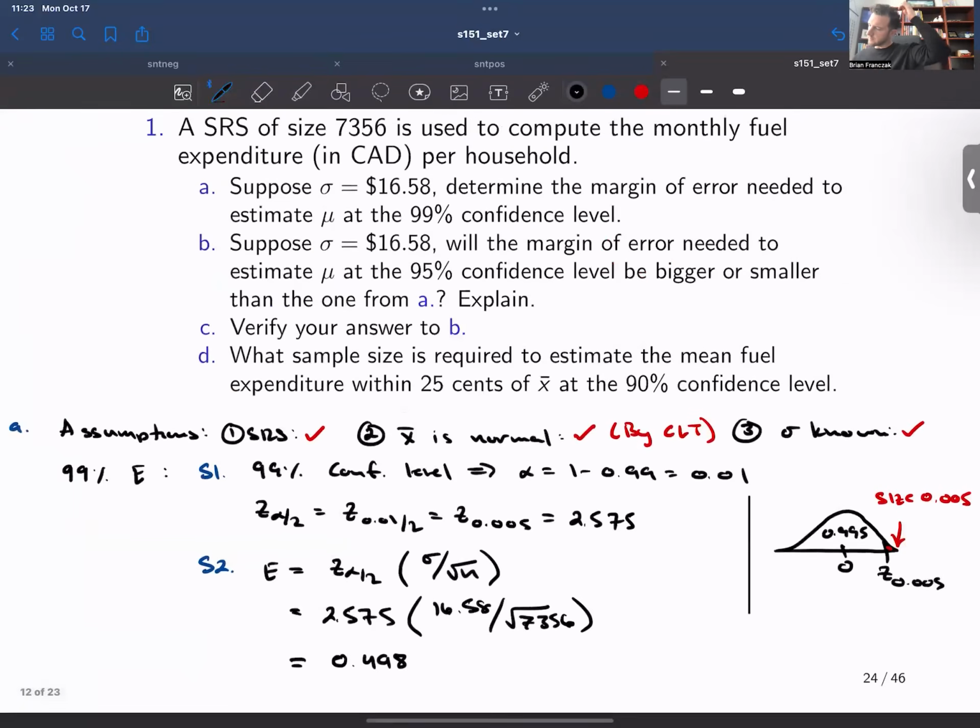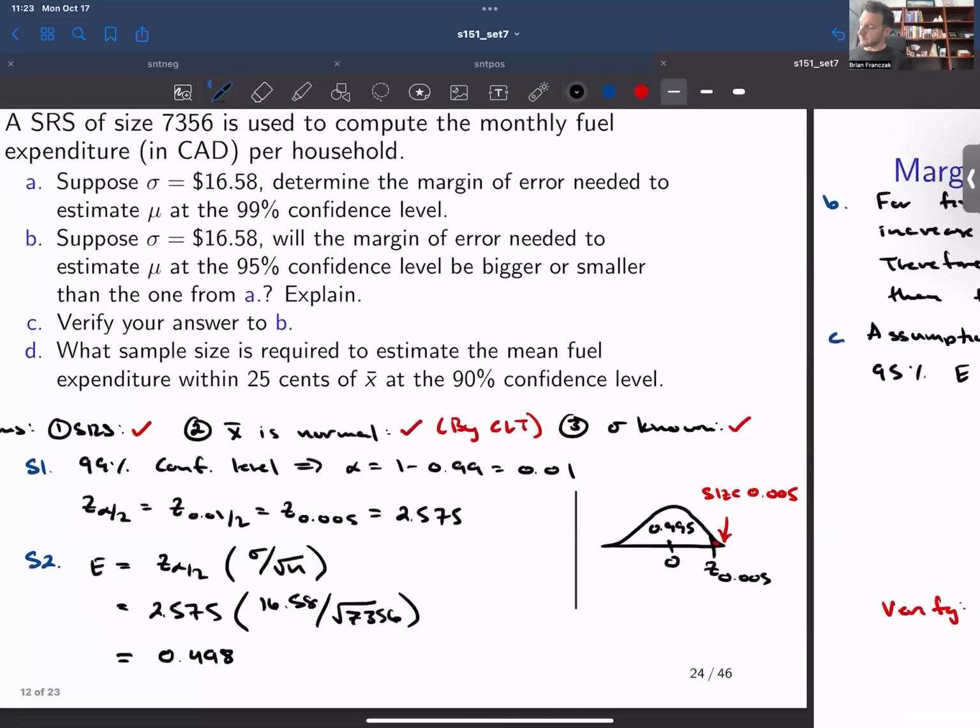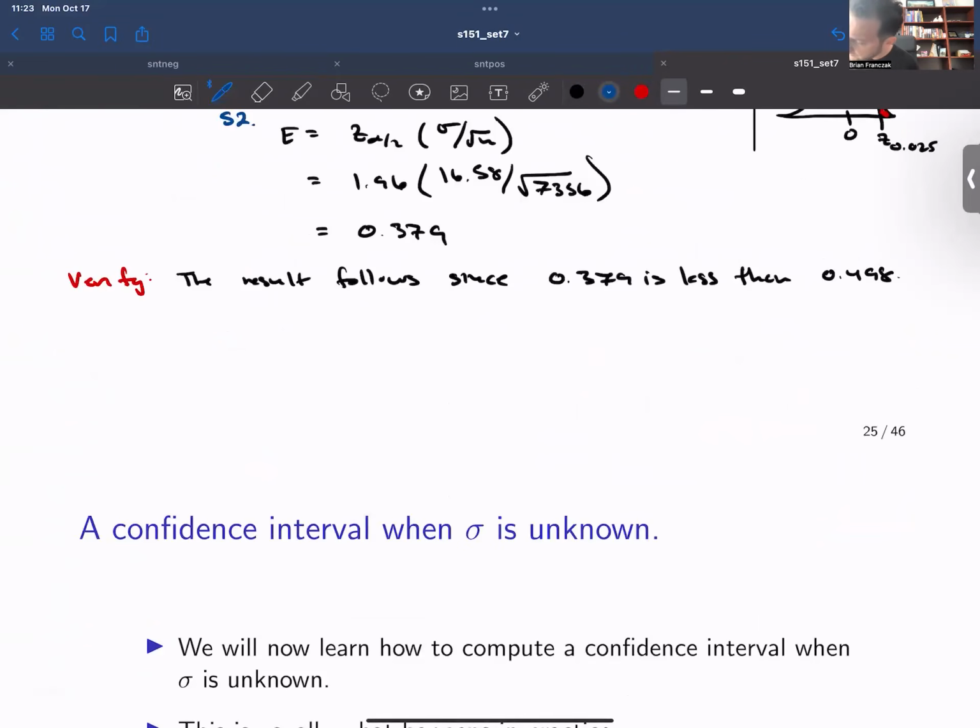All right, and then in D, it says, what sample size is required to estimate the mean fuel expenditure within 25 cents of X bar at the 90% confidence level? So in part D, we would have n equal to Z alpha over 2 multiplied by sigma, divided by E, squared. We are working at the 90% confidence level here.